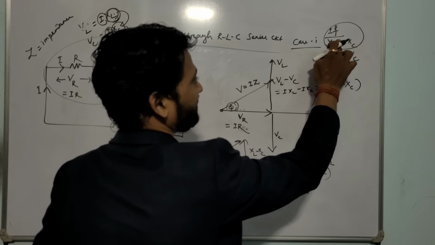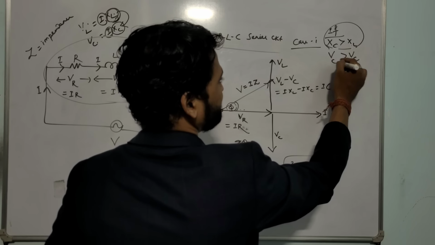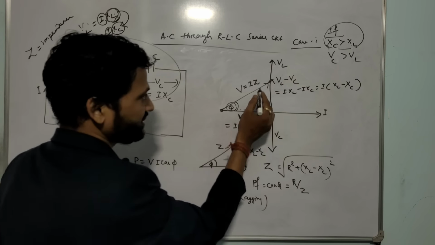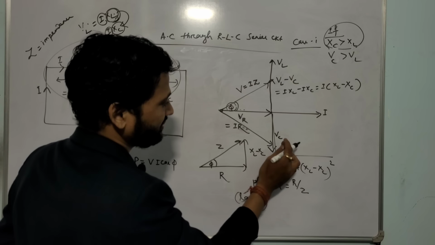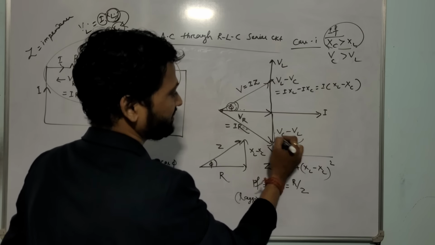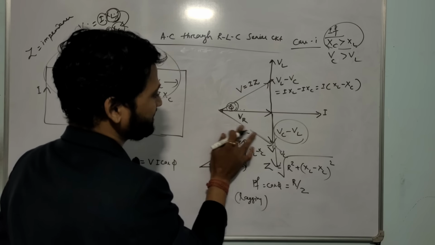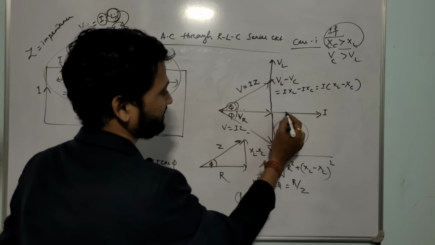Case 2 is the same. If XC is more than XL, then VC will be more than VL. This diagram will come down, like this. VC is more than VL, so the resultant is VC minus VL. So this becomes your Z. V is I into Z, and this one is the angle.